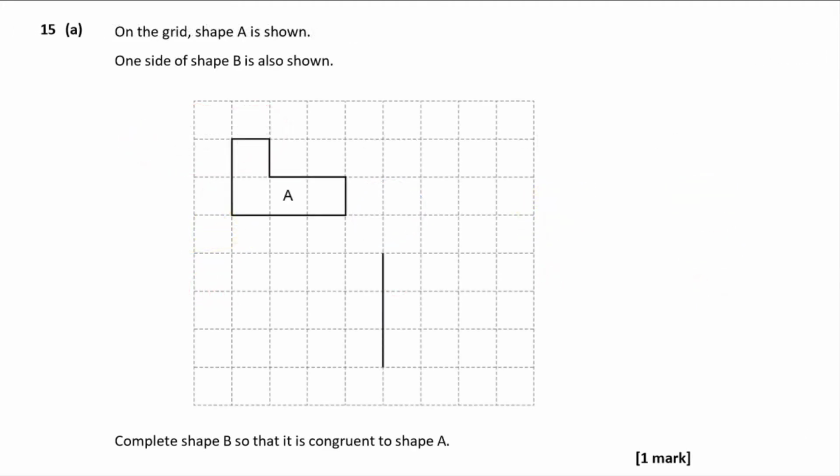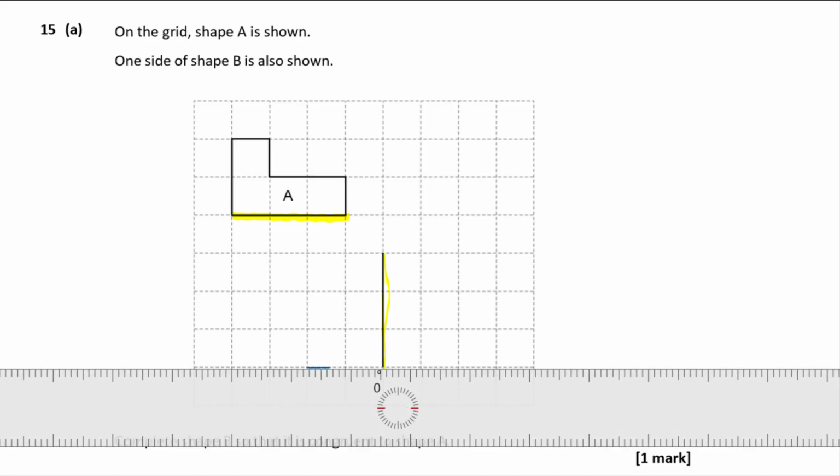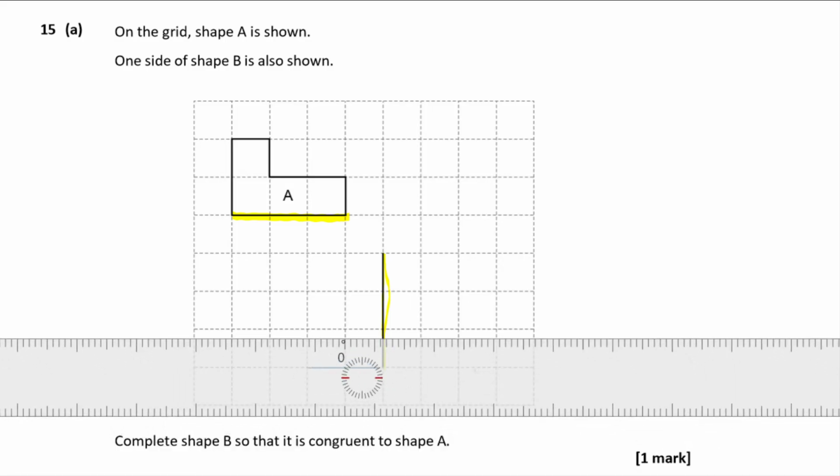Question 15a. On the grid, shape A is shown. One side of shape B is shown. Complete shape B, so it is congruent to shape A. So congruent means exactly the same shape and size. So there's only one length, which is length 3 on this diagram. It's that side there. So that's got to be that one there. So you could have seen that this shape is rotated round. So completing the shape, just going to have another kind of L shape here.